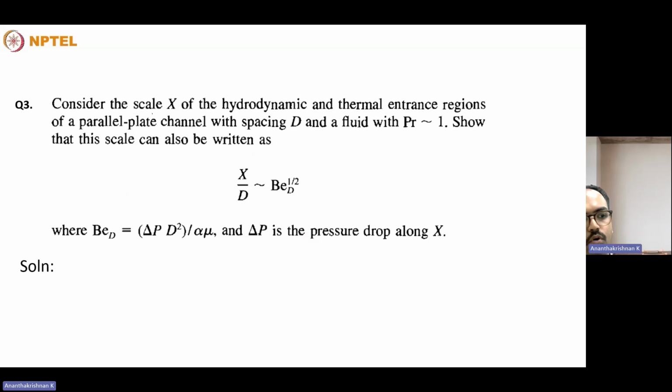Now we can look into the third problem. Consider scale X of a hydrodynamic and thermal entrance regions of a parallel plate channel with spacing D and a fluid with Prandtl number approximately equal to 1. Show that the scale can also be written as X by D times the Bejan number to the power of one half. The Bejan number is given as the pressure drop multiplied by the diameter squared divided by thermal diffusivity multiplied by the dynamic viscosity, and delta P is the pressure drop along the X.